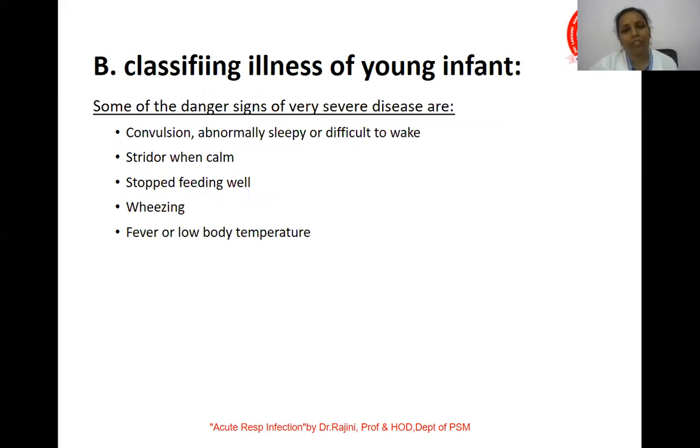So, classifying the illness of a young infant. How are we going to classify? Some of the danger signs of very severe disease are convulsions, abnormally sleepy or difficult to wake. The child might have convulsions and may be drowsy, difficult to wake. Stridor when calm, not feeding well, wheezing, fever or low body temperature, maybe high or low. So we can classify them in the young infant. These are danger signs of very severe disease.